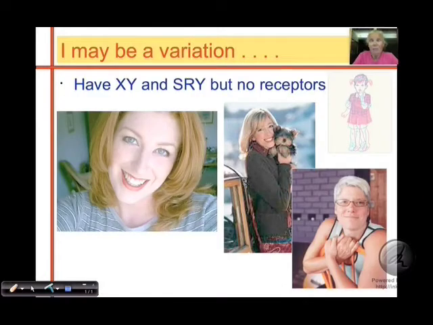Now, there could be a variation on this theme of XX and XY. Here are some individuals. They're XY, they have the SRY gene, which means they're making testosterone and DHT, but they have no receptors. Their bodies don't understand that testosterone is present. And so, when you look at these individuals, I would say that they look female, yet they are XY and have the SRY gene. We don't have a good vocabulary to describe these individuals.